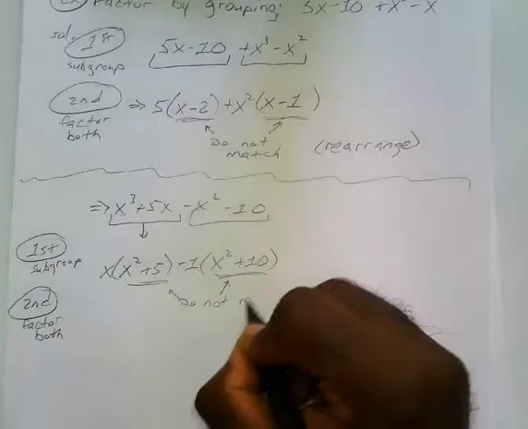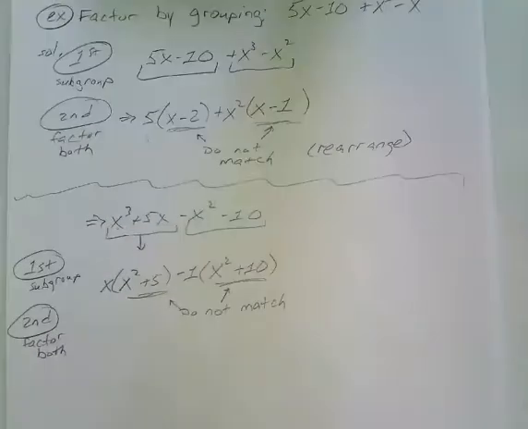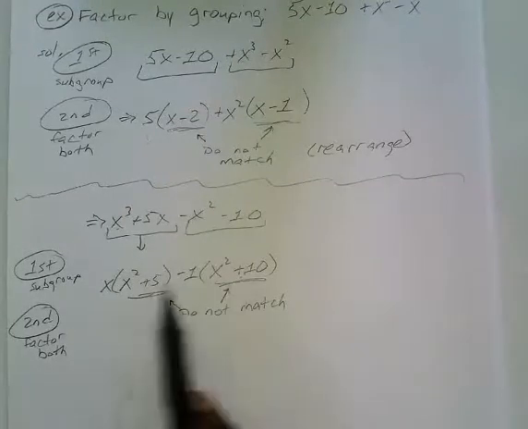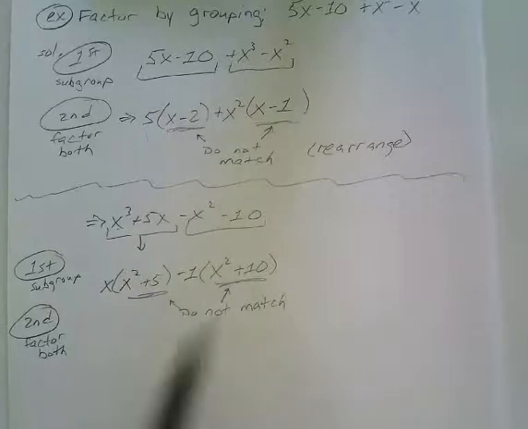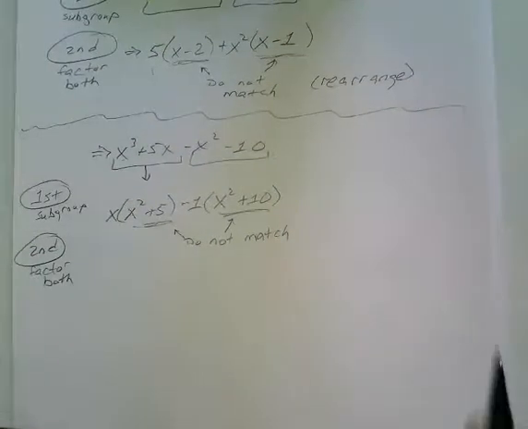So it just so happens for this particular problem, no matter how many times you rearrange the terms, you will not get a common binomial when you do that second step. When you have that, and no matter what you do you will not get that common binomial, you have a prime polynomial. That would be your answer. It's prime or prime polynomial.